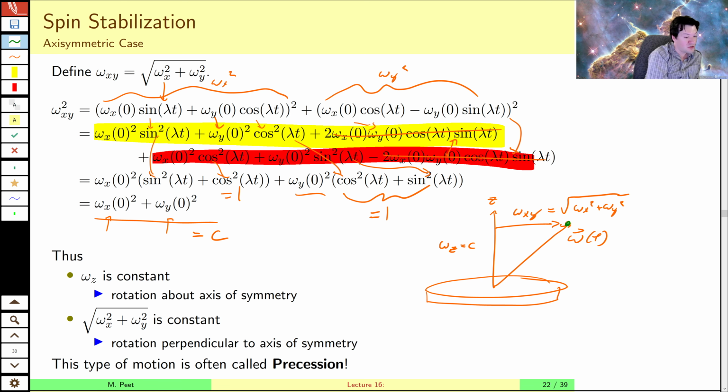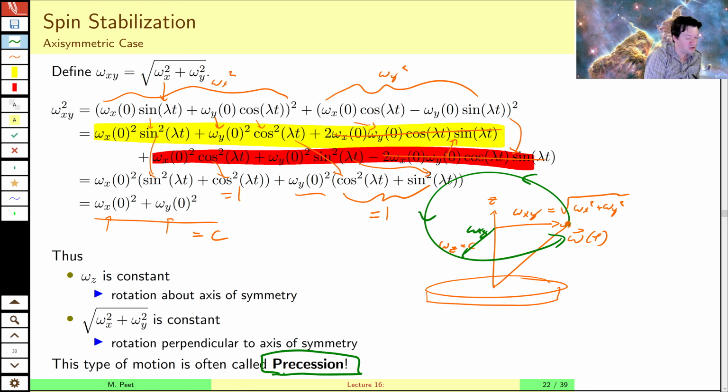So the vector itself is going to be rotating around, doing its thing, but the distance from the z-axis will remain fixed. That type of motion, the rotation of the omega vector, is often called precession. Now, precession, nutation, these sort of get mixed up in analytical mechanics in various places. But in our terms, satellite dynamics, this is precession.